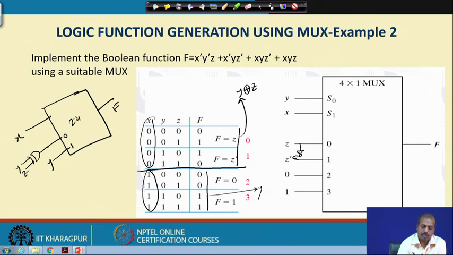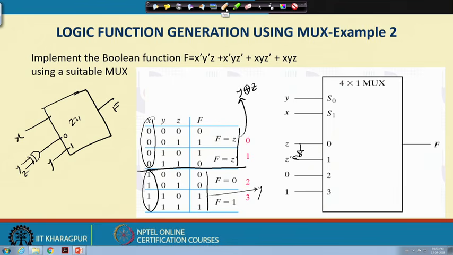So, this way you can use multiplexers of lesser sizes to realize these combinational functions. If there is an n variable function and you have a 2 power n:1 multiplexer, then it is straightforward. As the size reduces, you have to group the terms, and accordingly get the truth table and realize the multiplexer.